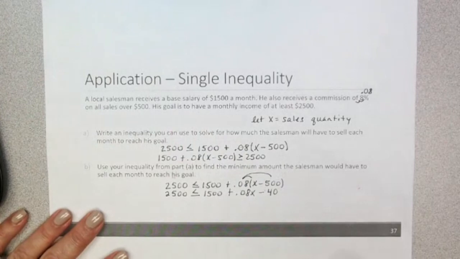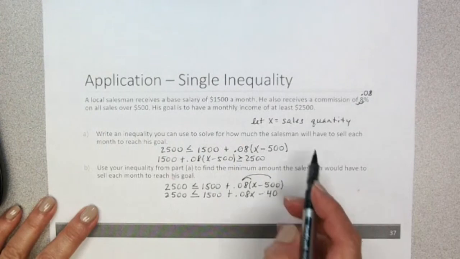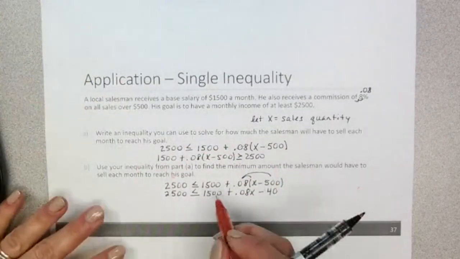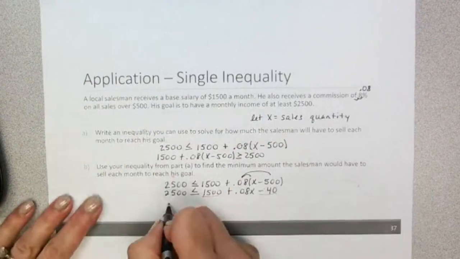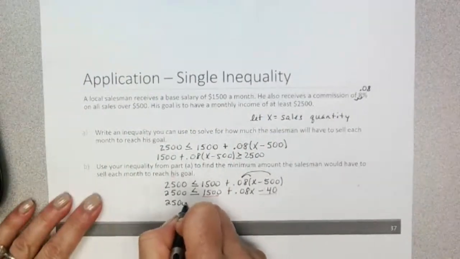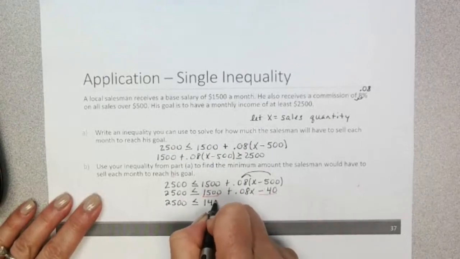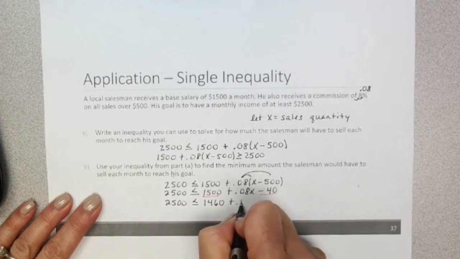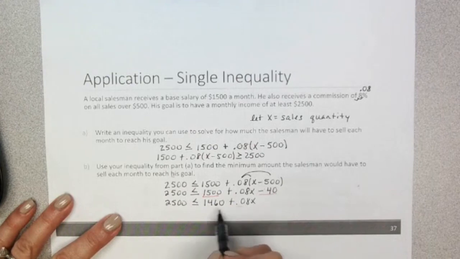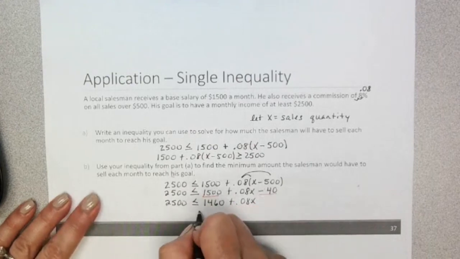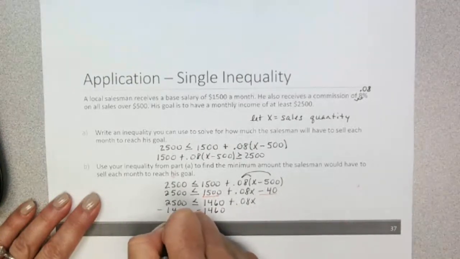All right, so we need to get X by itself. Here's my X term. Let's combine like terms first. We'll combine that 1,500 and that negative 40. So we have 2,500 is less than or equal to 1,500 minus 40, which is 1,460, plus 0.08x. Maybe we'll just leave X over here on the right and move that 1,460 to the left. So let's subtract 1,460 from both sides.